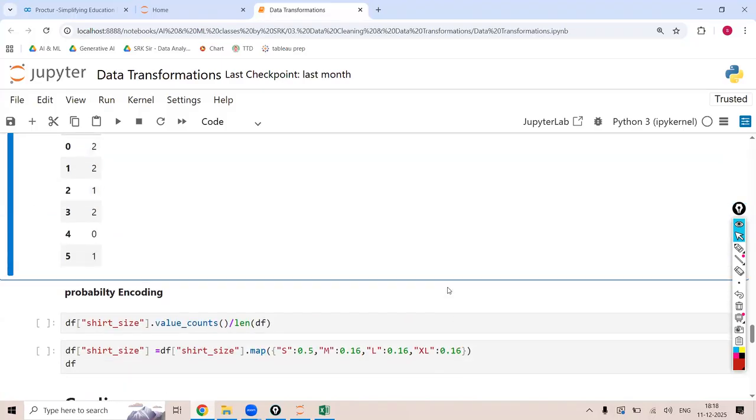Some numbers will not be given high values, some numbers will not be given low values. It is having one advantage. What is the advantage? Every category will be given the same level of value.